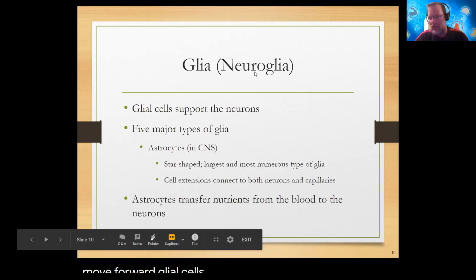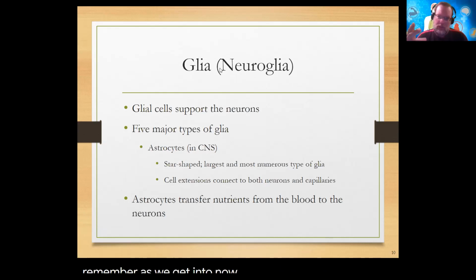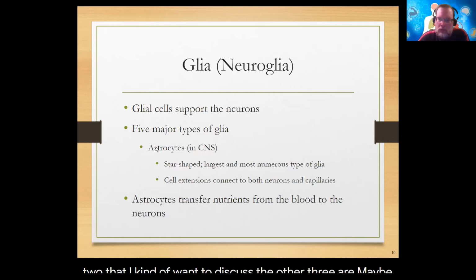Glial cells. I'm not going to spend a lot of time on these next few slides. We've seen this term before. As we get into nervous system tissue, we really only have two cell types. They're either glial cells or they're neurons. The glial cells are that negative space around the neurons. They're the supportive cells of nervous tissue. There are five major types of glial cells, though we see more than five. There are two that I want to discuss. The other three are maybe a little more of an FYI.